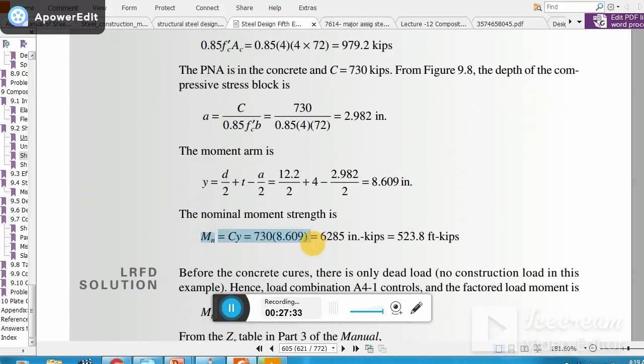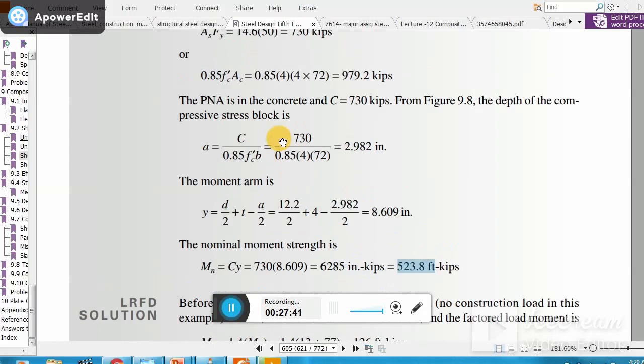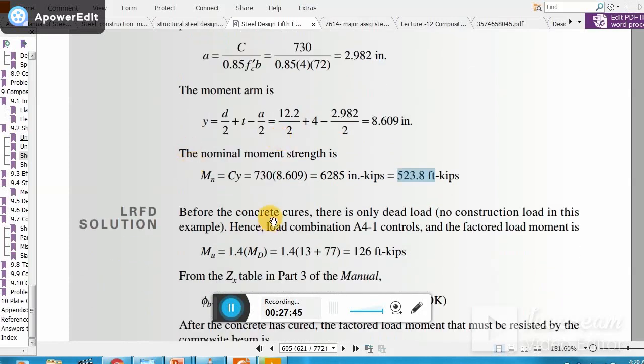Now you have to find your nominal moment capacity, and it comes out to be basically 6, and that is 523 feet. Now you see, this is the moment basically, or the capacity before the concrete cures. There is only dead load, no construction load in this example. Before the concrete cures means before 28 days.